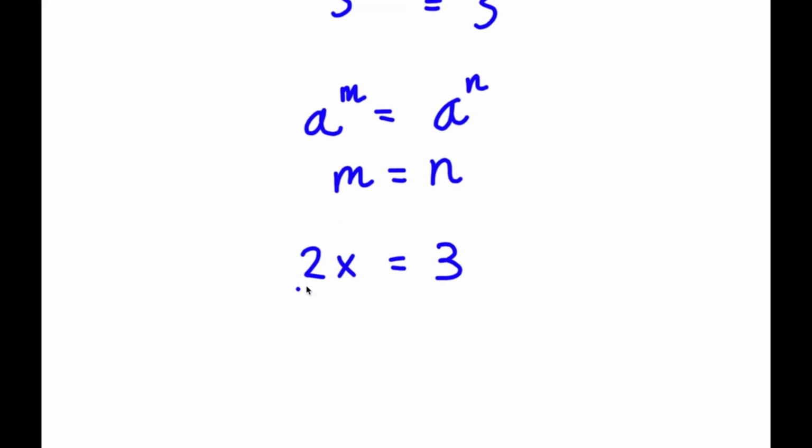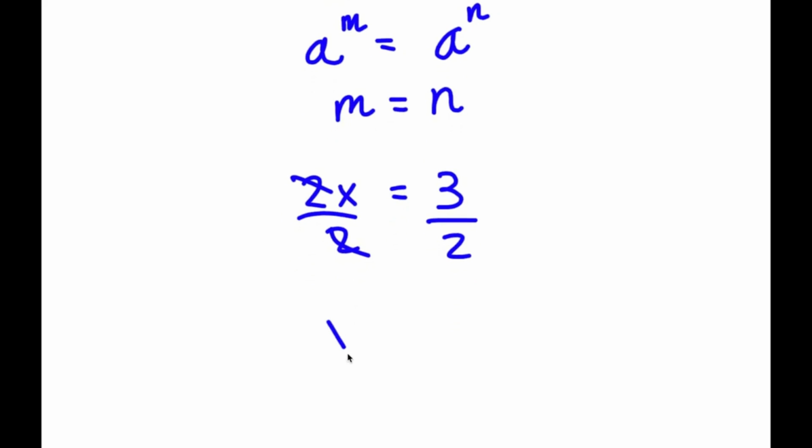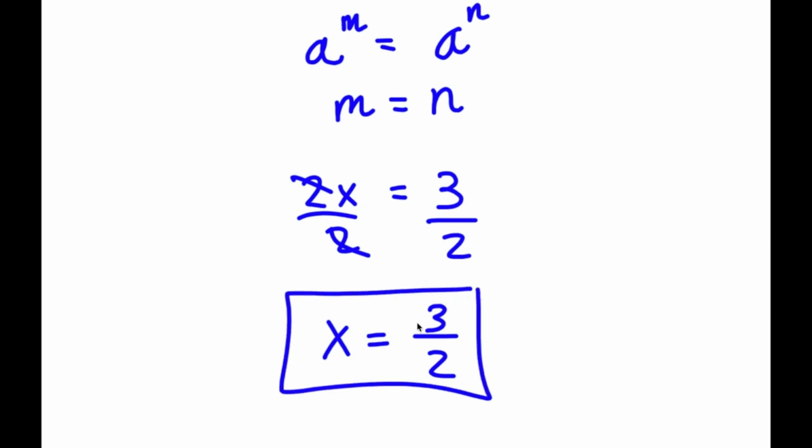Now to solve this equation, all I have to do is divide both sides by 2, these two cancel out, and I'll have x is equal to 3 over 2. So this is my answer.